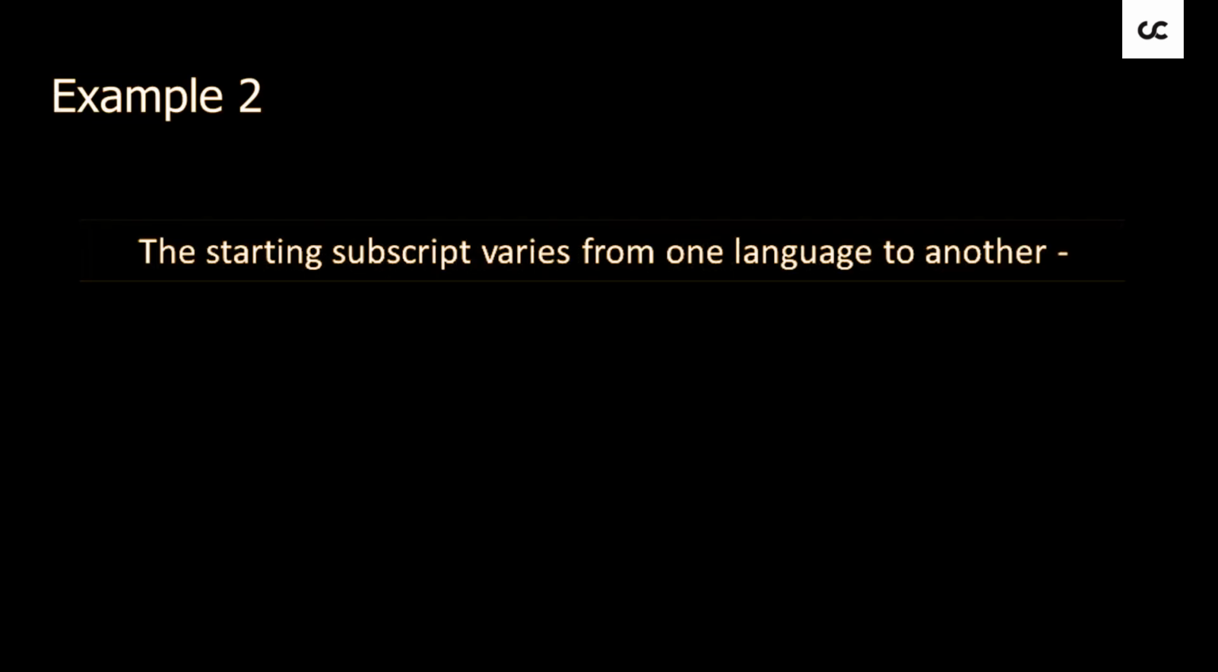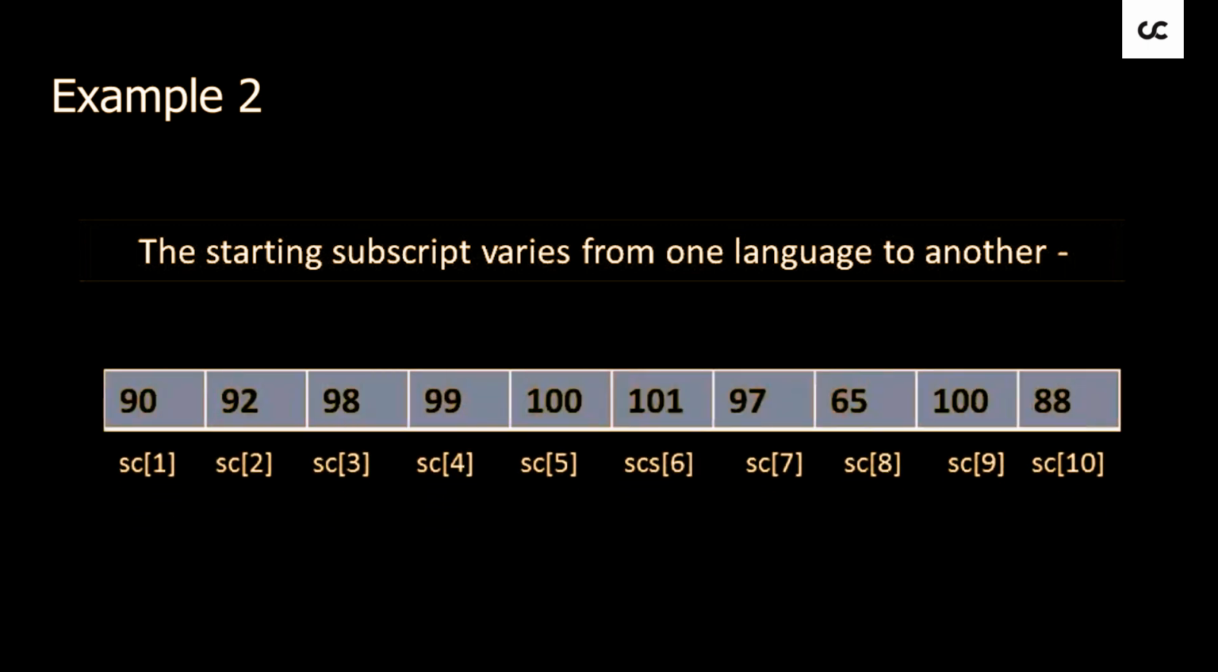Now, the starting subscript varies from one language to another. What I mean to say is there are some computer programming languages where the subscript might start from 1, and in languages like C, C++ and Java, the subscript starts from 0. For example, suppose I am using a language whereby the first subscript starts from 1. So this is the same array that I have shown you in the previous example, in which we try to store the scores of 10 students.